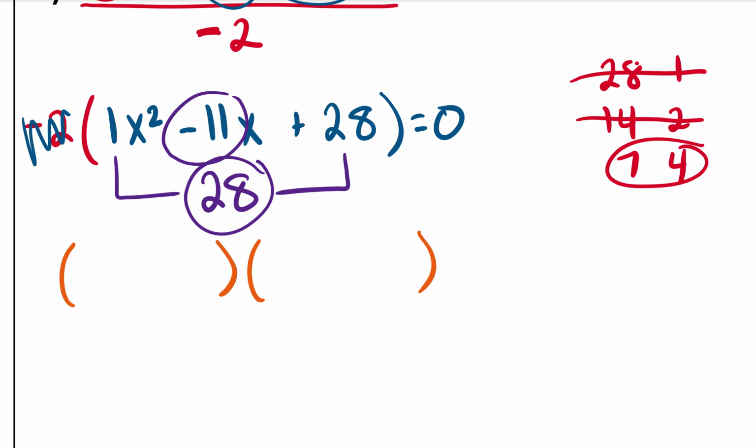Okay, so I have 7 and 4. Doesn't matter which order they go in. That's okay. And because I'm multiplying to a positive number, they have to be the same sign. But notice, this one is a negative 11, so this has to be negative and negative. Okay? So you kind of have to play around with the signs sometimes on which one's negative and positive, or if they're both the same. So it just depends on what you have.